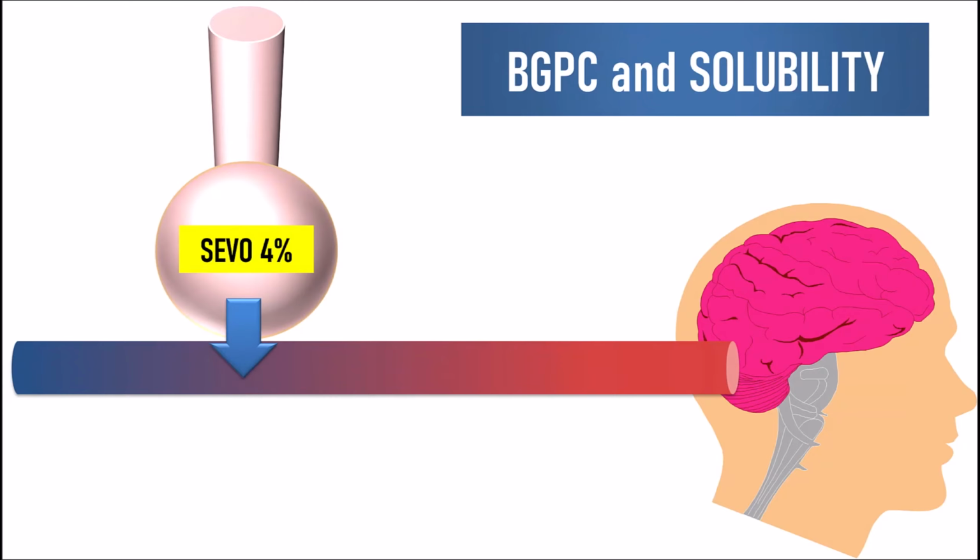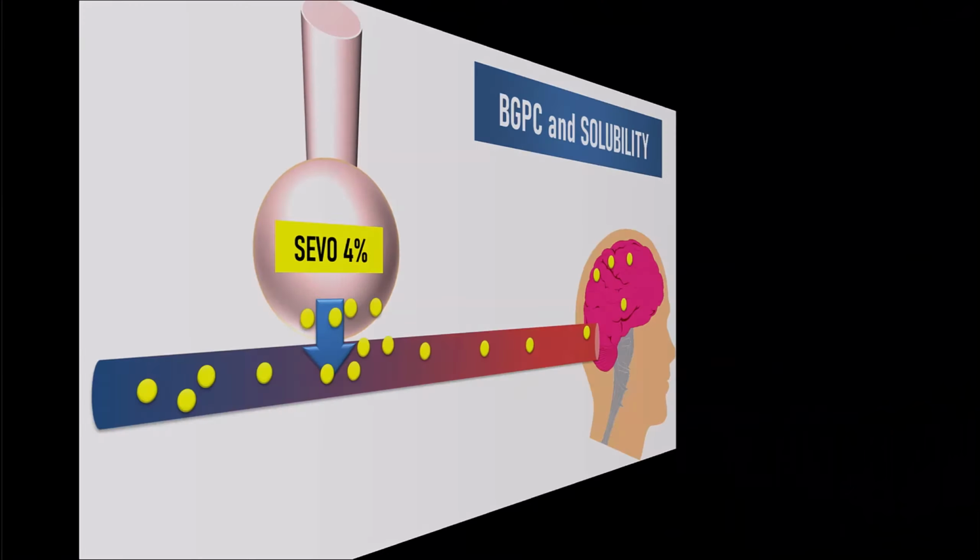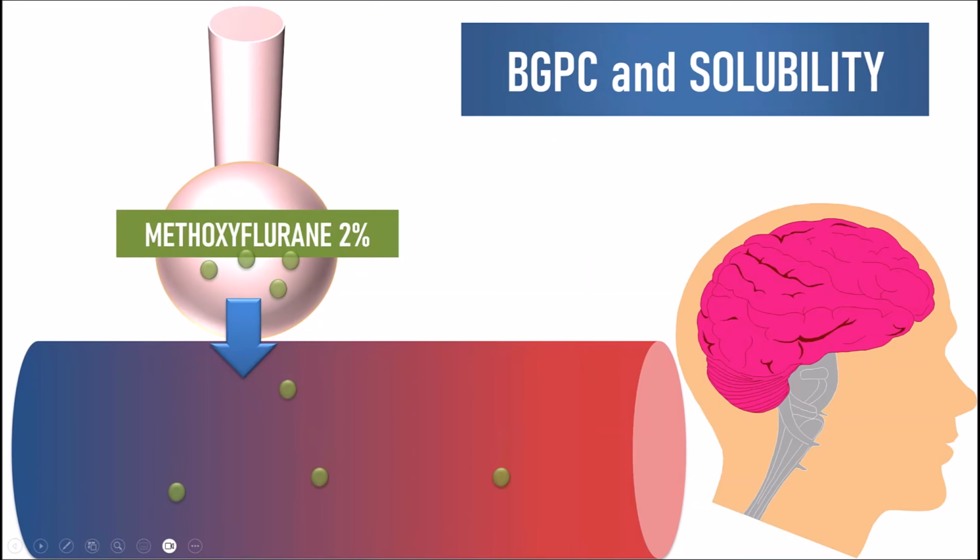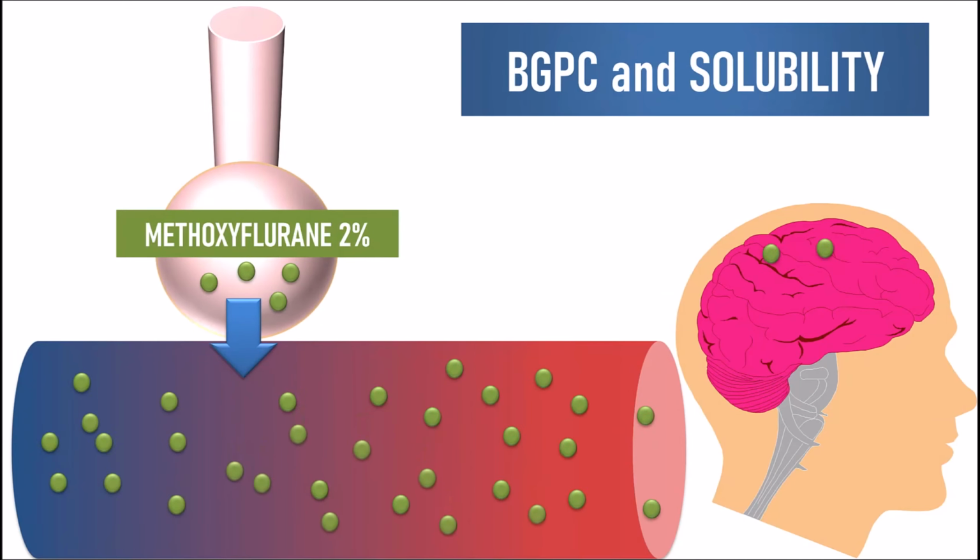To put this into simple perspective, with low blood gas solubility agents, the blood behaves like a thin pipe. It cannot hold many anesthetic molecules, so blood concentration remains low, partial pressure rises quickly, and the partial pressure is rapidly transmitted to the brain. With high blood gas solubility agents, the blood behaves like a large reservoir. It can absorb substantial amount of anesthetic molecules. Blood concentration becomes high, and this delays the rise in brain partial pressure.